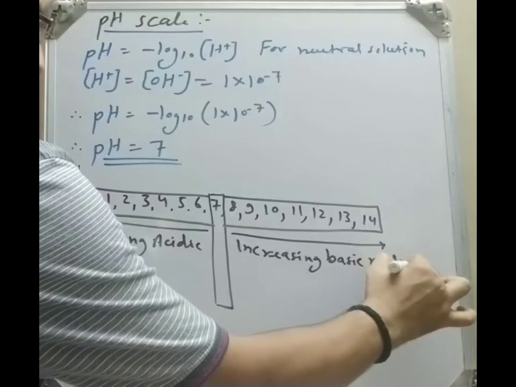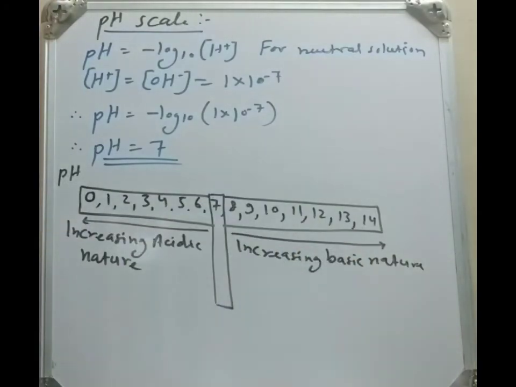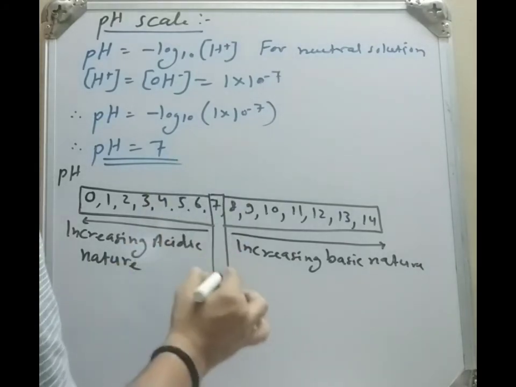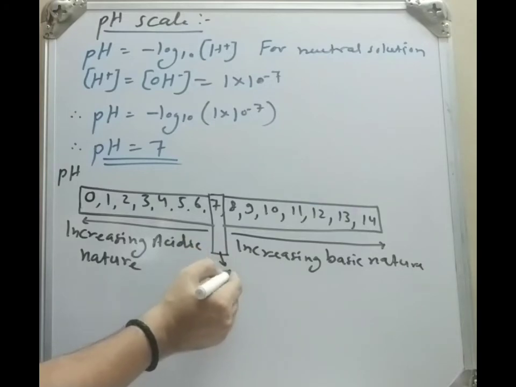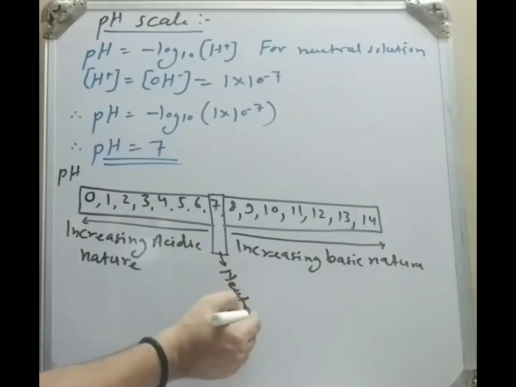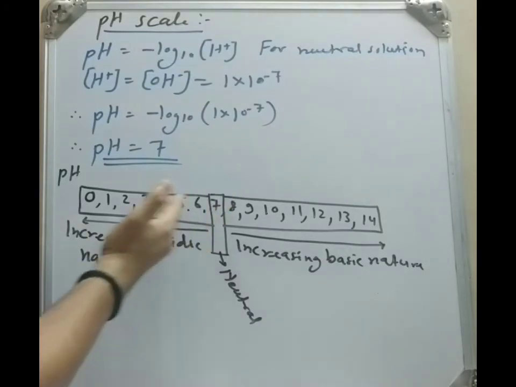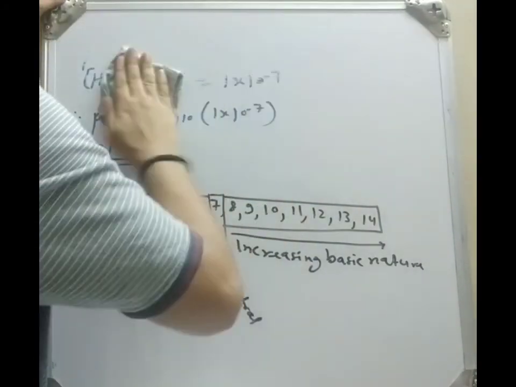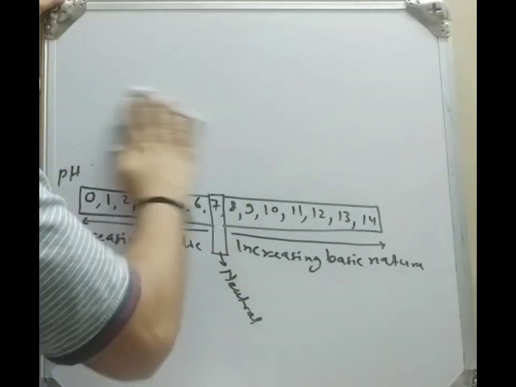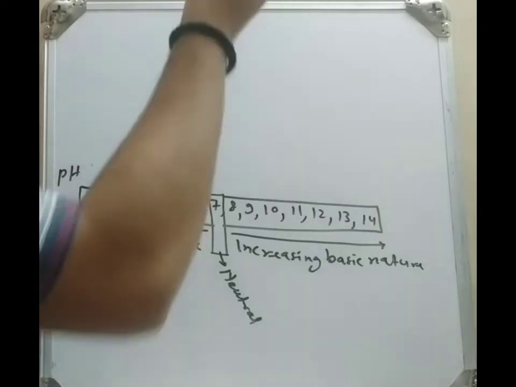Take one solution which has pH 10 and one which has pH 12. So the pH 12 solution is more basic. And here pH 7 indicates a neutral solution. So this is the pH scale. On that basis, this side is basic and this side is acidic. Now on that basis we can consider three types of solution: acidic, basic and neutral.